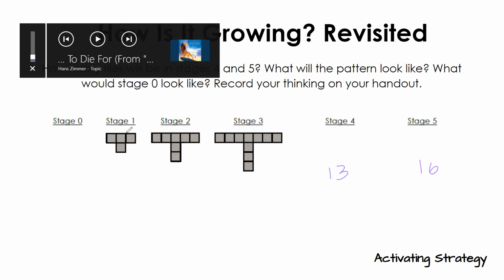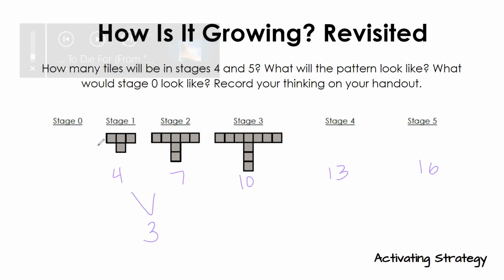So you added one to each side. So how many did we have in the first stage? How many did we have in the second? How many do we have in the third? Okay. And then we had 13 and 16. What are we going up by each time? Okay. So then that means that stage zero would be one. Okay. Because the difference between here and here would have to be three, right?